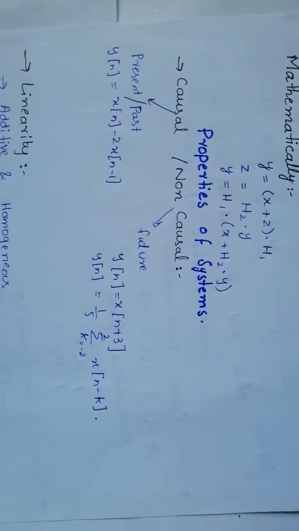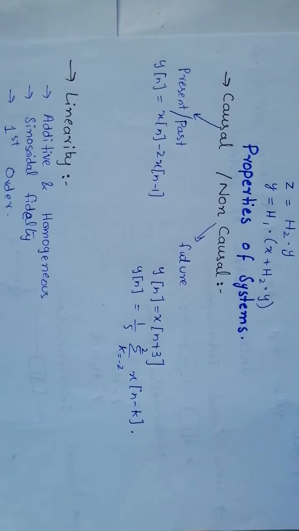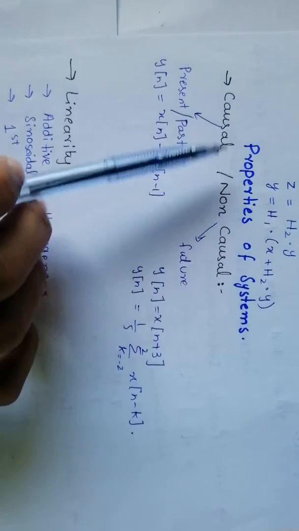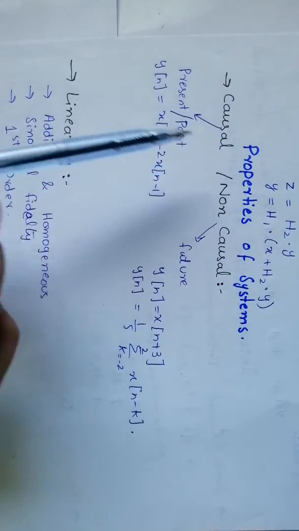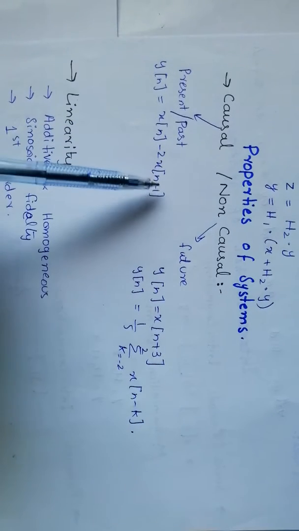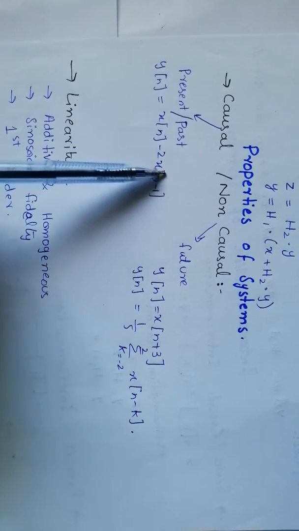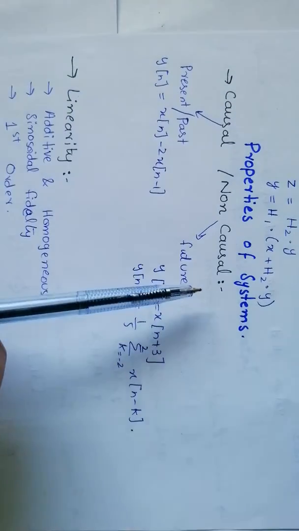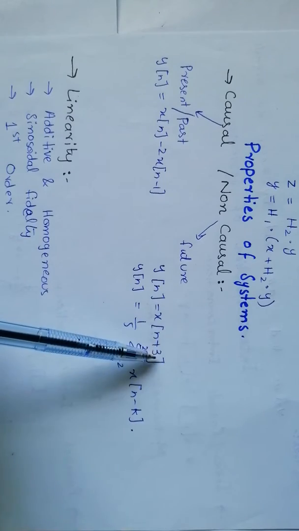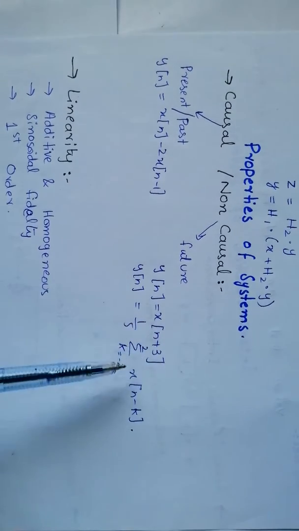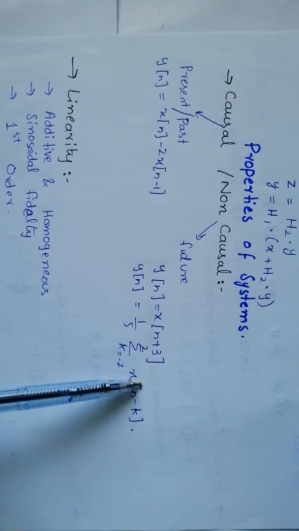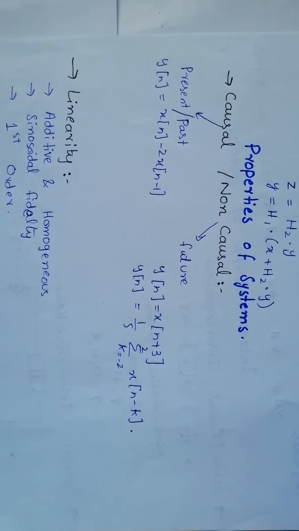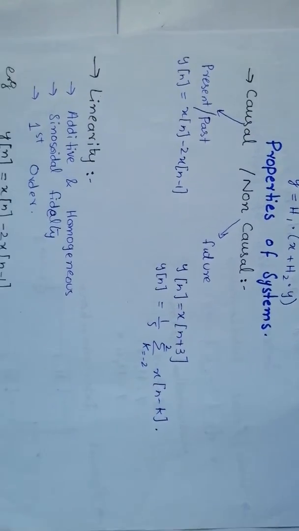Now, properties of systems. There are certain properties of systems: causal and non-causal, linearity, and time invariance. We'll discuss them one by one. Causal and non-causal: in a causal system, we have past values. You can see from the example 2x and minus 1, where minus 1 shows that it is a past value. In non-causal systems, we have future values, and plus 3 shows it's a future value. A system can be in this form too. We can open this form and check whether it's causal or non-causal. In this case, it is non-causal.